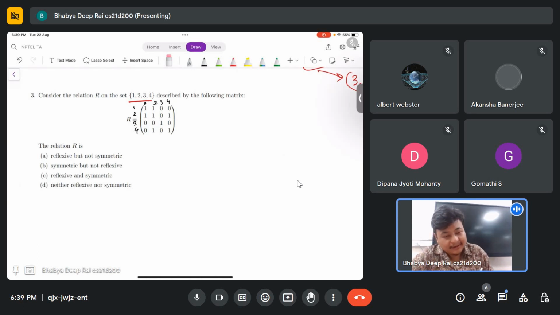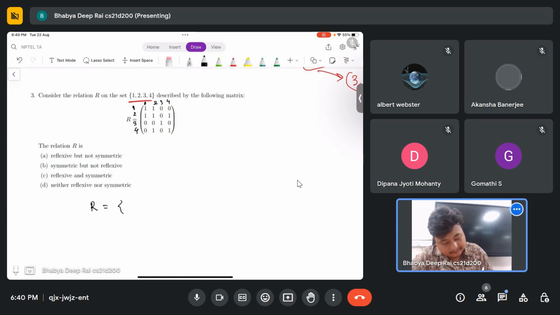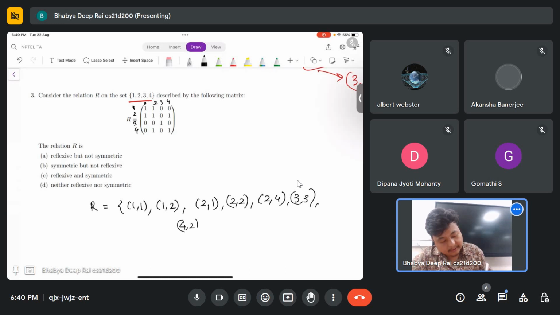Okay, I'll solve it once, okay? Let's see. R equals (1, 1), then (1, 2), then what do we have? (2, 1), (2, 2), then (2, 4), then here is (3, 3). Look at all the places where it has ones, and this is (4, 2), and finally this is (4, 4).